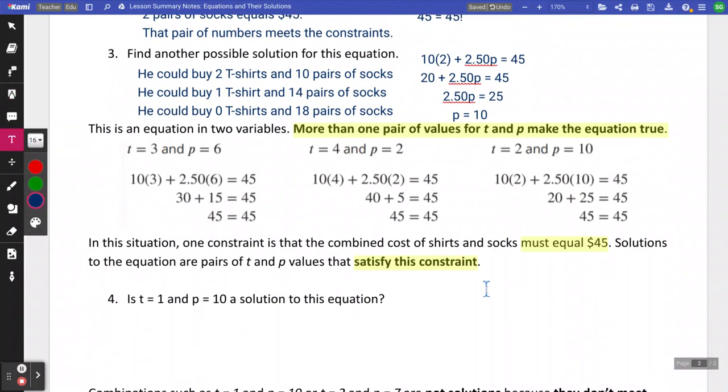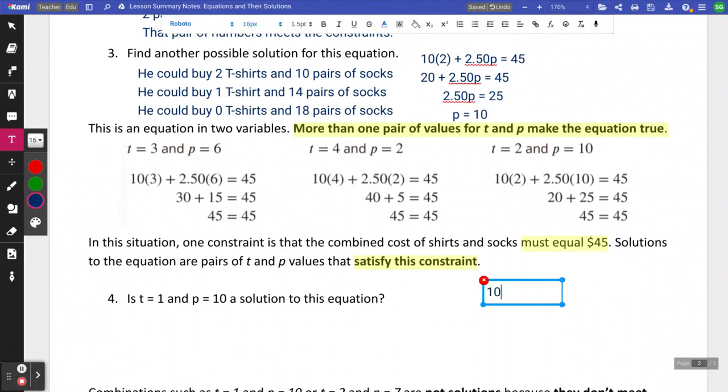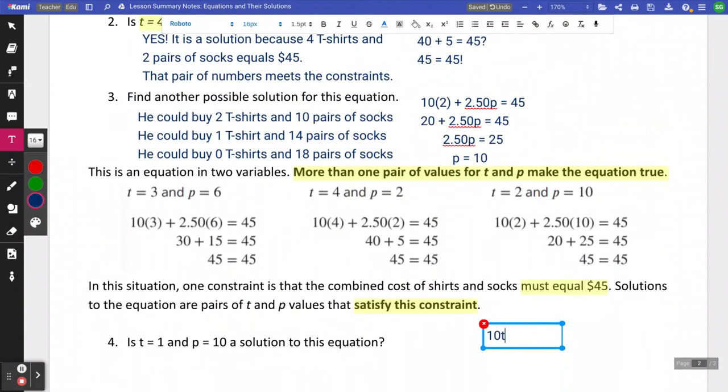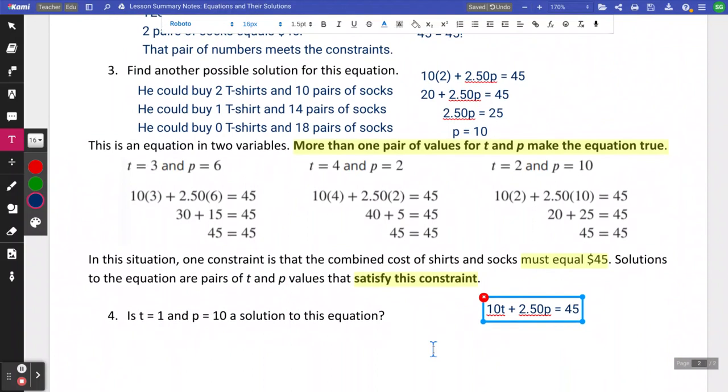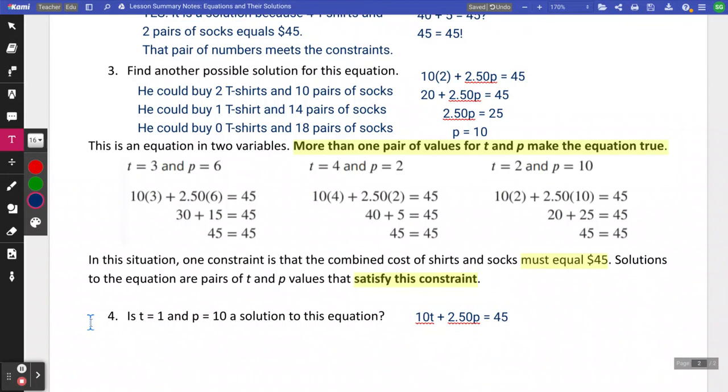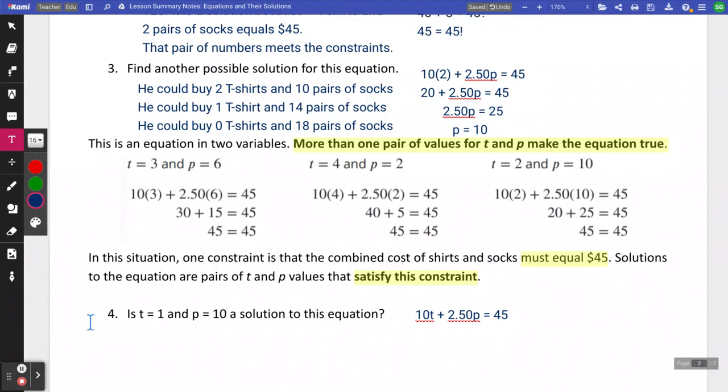And just to help us out, let me copy down what the equation is. We had said the equation is 10t plus 2.50p equals 45. Go ahead and consider question number 4. Pause the video and see if you can answer number 4. What did you come up with?